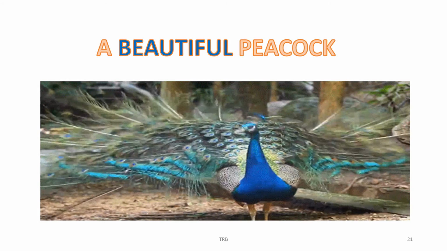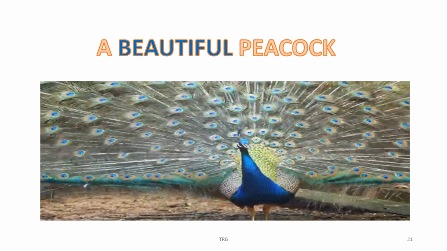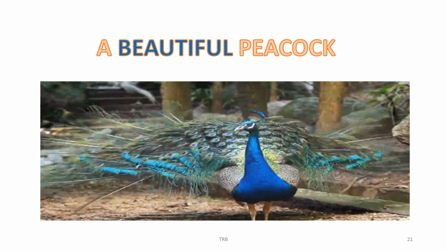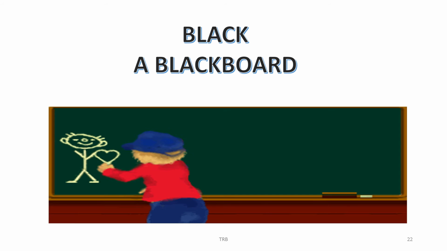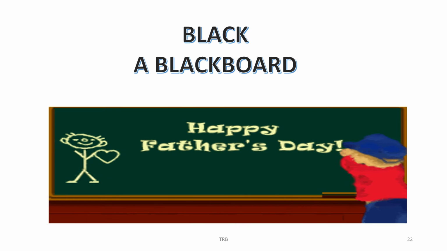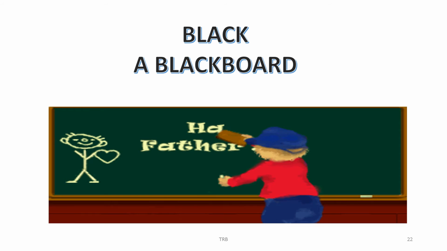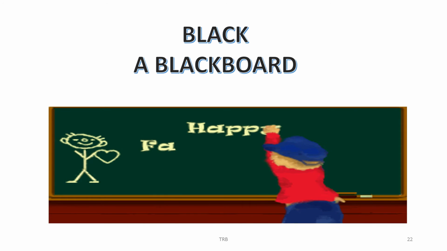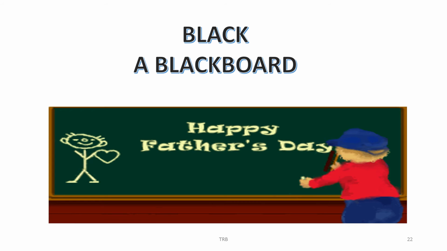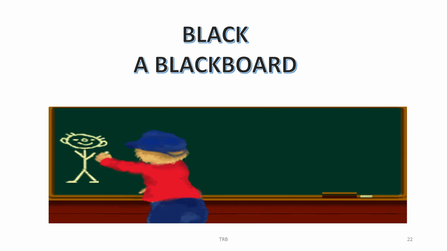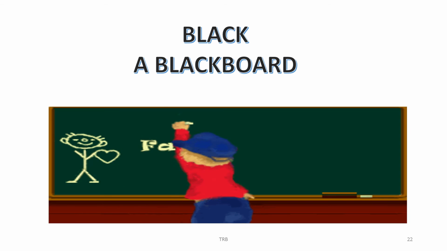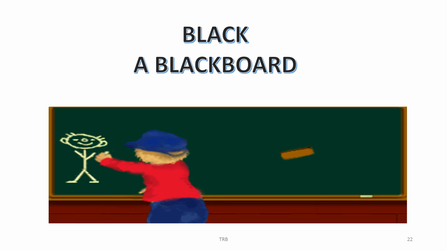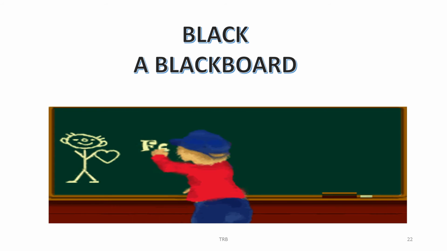A beautiful peacock. Look at the beautiful peacock. We can say a peacock, but when we say a beautiful peacock, beautiful is an adjective. Black. We can say a board, but we are saying a blackboard. What is the color of the board? Black. We can say a green board. We write on the green boards also in the classrooms, isn't it?